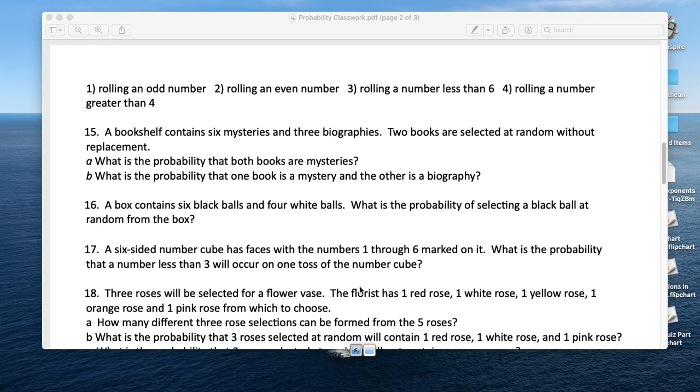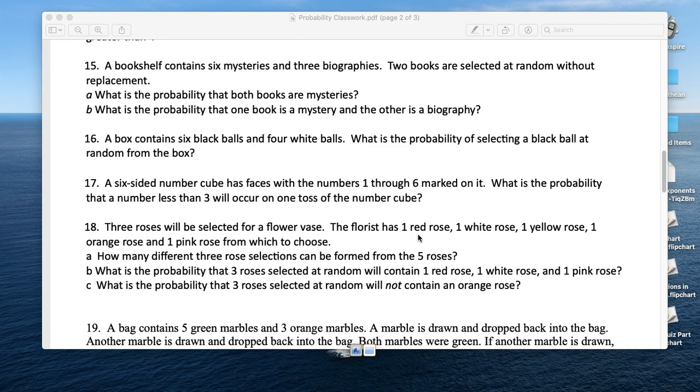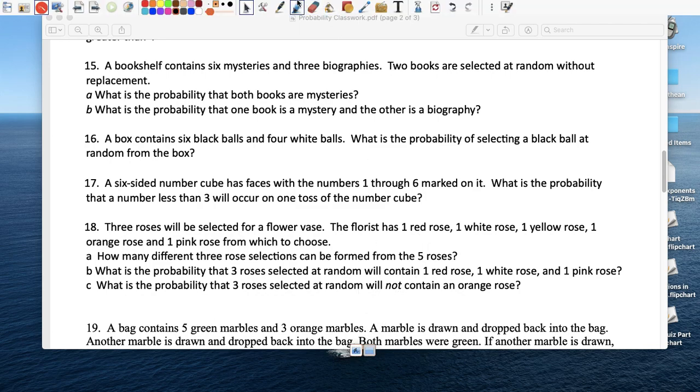We have a dice again. What's the probability that a number less than 3 will occur? Less than 3 would be 1 and 2, so we have a 2. P of less than 3 would be 2 out of 6, or 1/3.